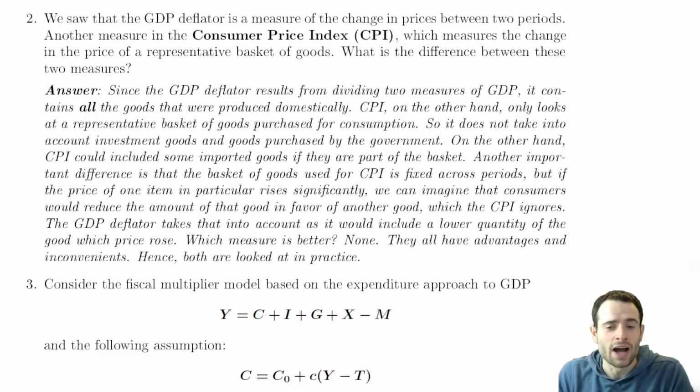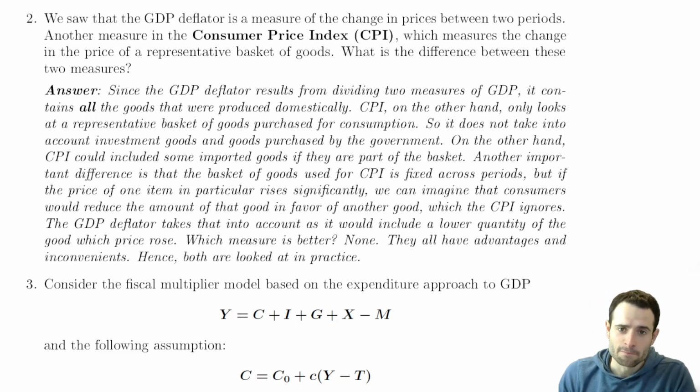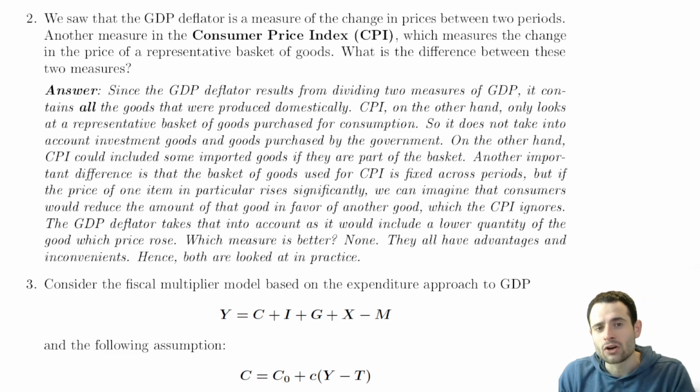Both measures have advantages and inconveniences. Which measure is better? Like everywhere, there is no one best measure. Typically, by default, we use the consumer price index as a measure for inflation, but we should be more precise and say it's a measure of inflation for goods which are purchased daily by the average consumer.